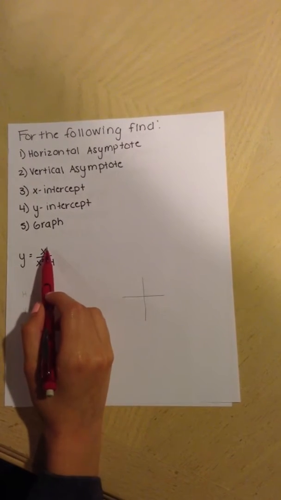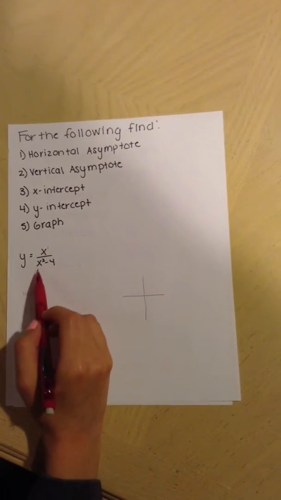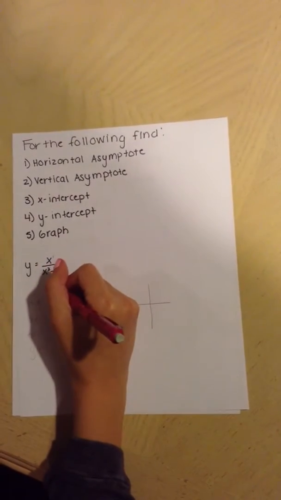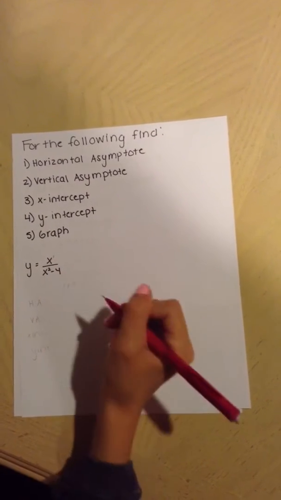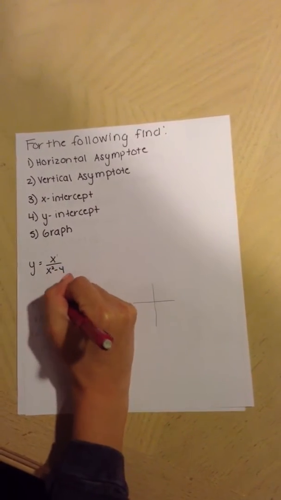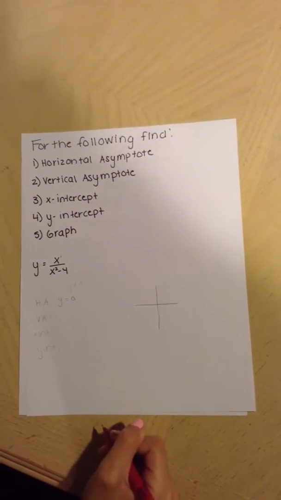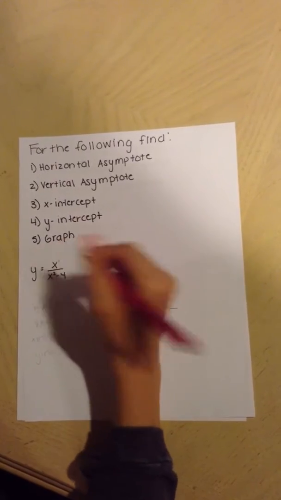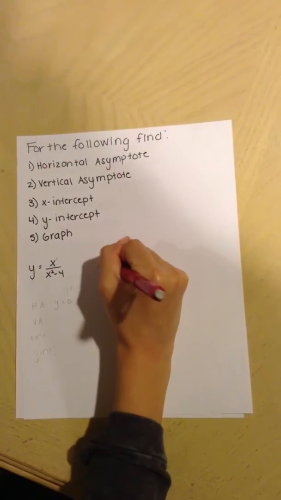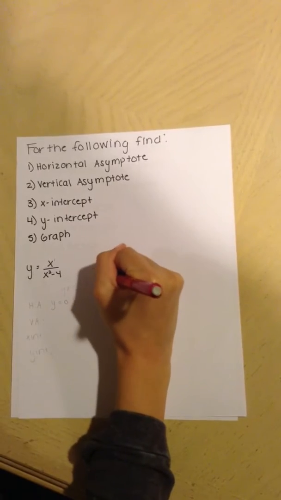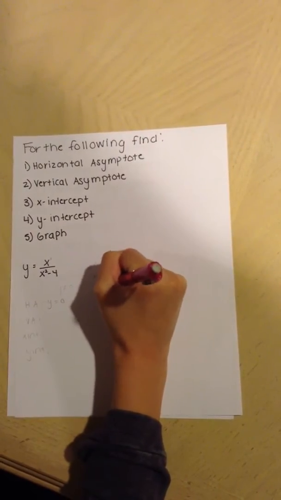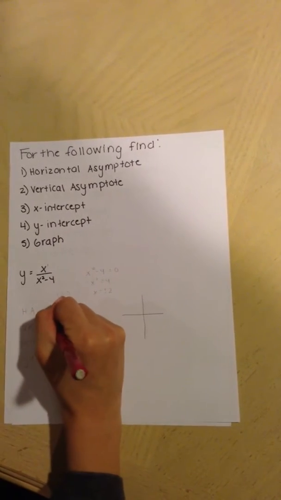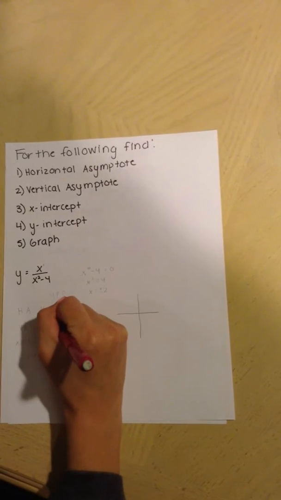Since this is x to the 1 and this is x to the 2, it's higher in the bottom. So we know that the range would be y doesn't equal 0. So that means the horizontal asymptote is y equals 0. Now the vertical asymptote, we're going to do it just like we found the domain. So we're going to set the bottom equal to 0. So x squared minus 4 equals 0. X squared equals 4. X equals plus and minus 2. So for the vertical asymptote, it's going to be x equals plus and minus 2.